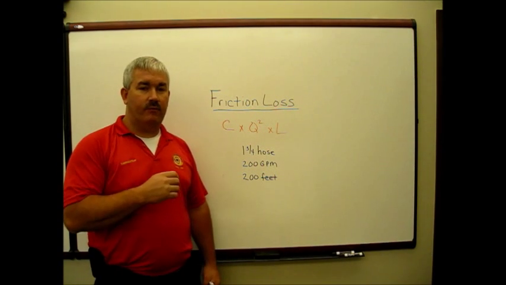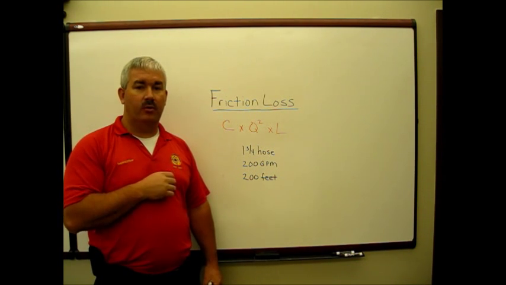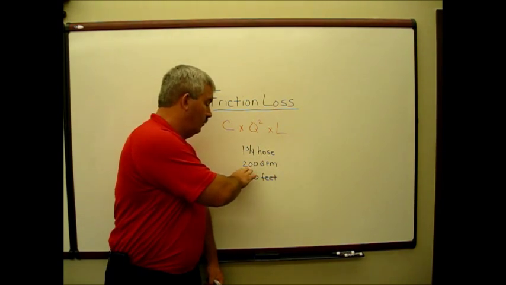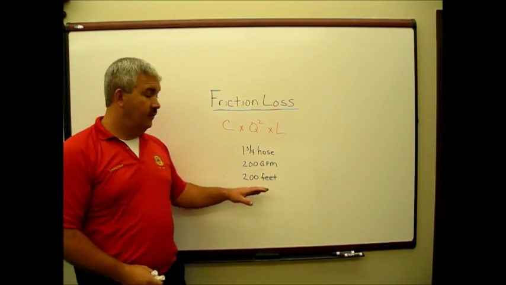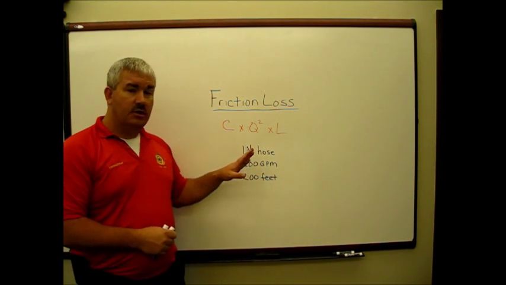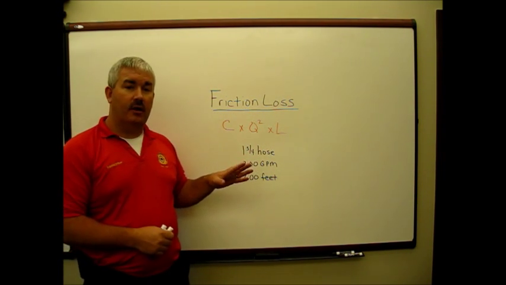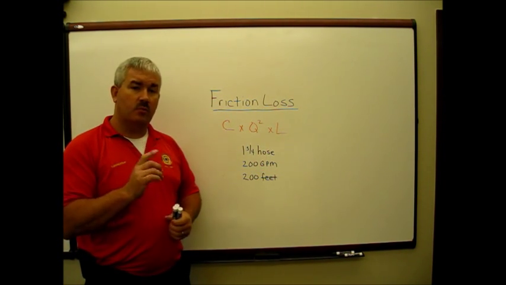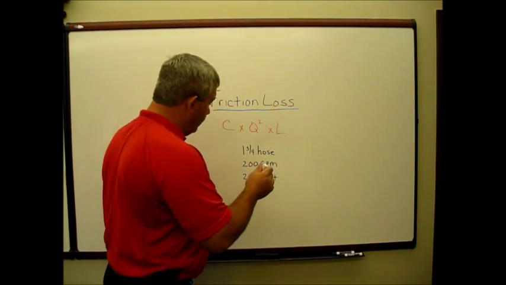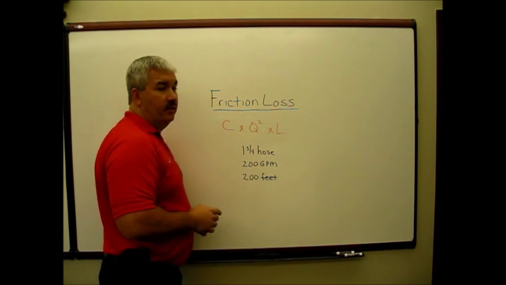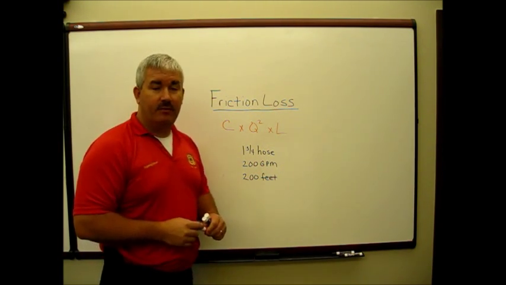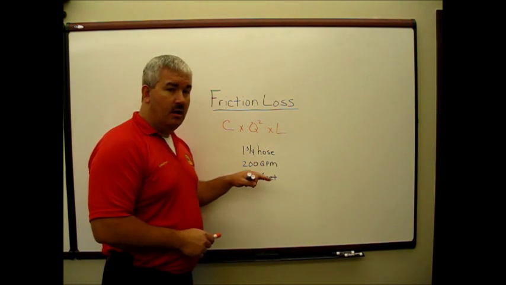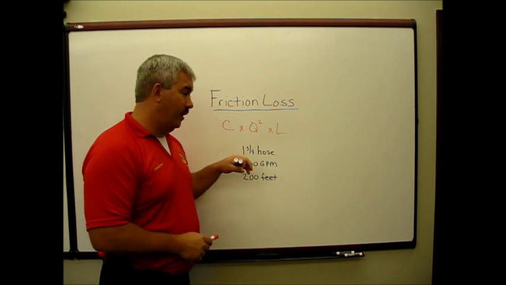All right, I got a problem here for you, and I want to see what you come up with. So we got 1 3/4 hose flowing 200 gallons per minute at 200 feet. I want to show you how to do this problem first, and then I'm going to put some more problems up here and see if you can do it on your own. First of all, use the formula. That's what somebody developed the formula for, is to use it. I've written this problem out going by the way the formula goes.